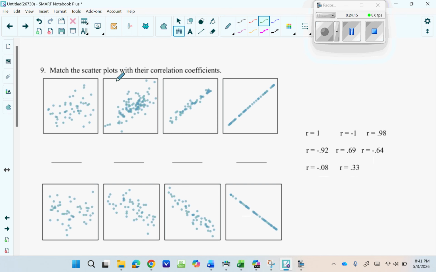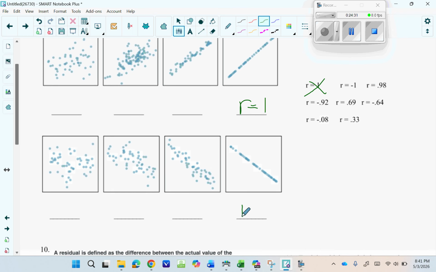Let's go on to number 9. This talks more about the correlation coefficient. Notice all these on top are positive. If it's perfectly in line, that's a 1. And this one right underneath it is going to be a -1. So they're equally as correlated as the other one. One is just a positive correlation and one is a negative correlation.